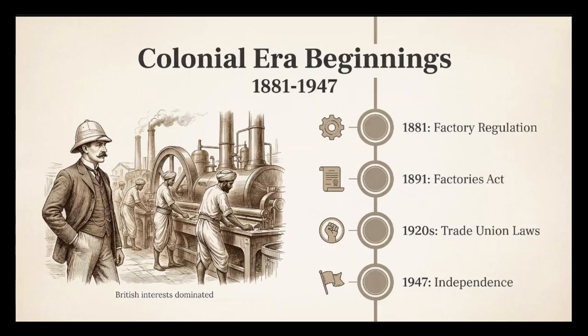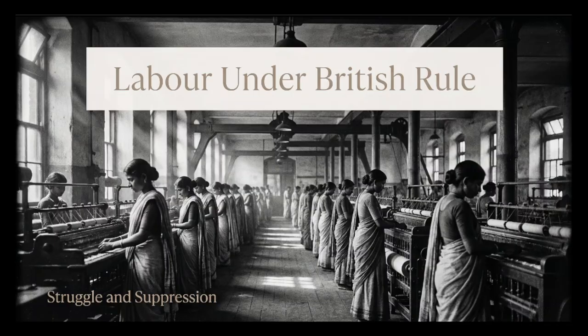Colonial era beginnings. From 1881 to 1947, there were several acts, rules and regulations, such as the Factory Regulation, Factories Act, Trade Union Laws, and Independence. Our journey begins in the pre-independence era, where the seeds of labor legislation were first sown. The Factories Act of 1881 marked the beginning, aimed at addressing the dire conditions in textile mills. We will discuss how these early laws laid the groundwork for future norms.